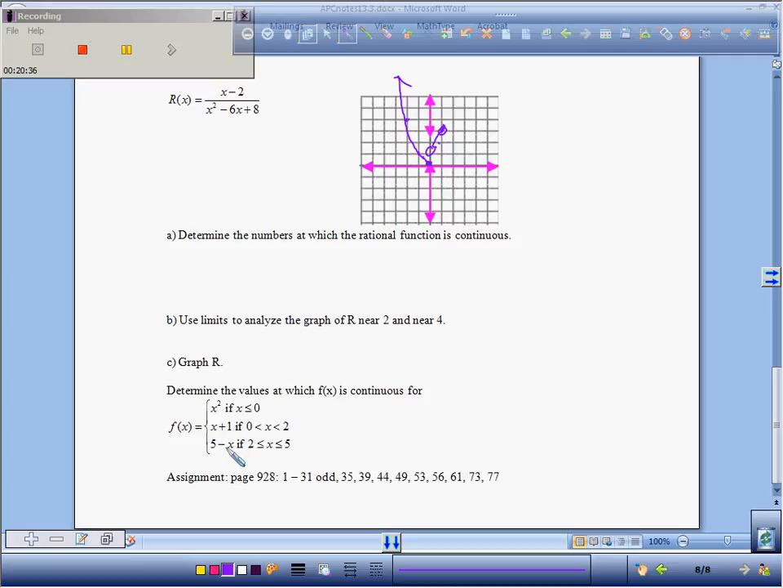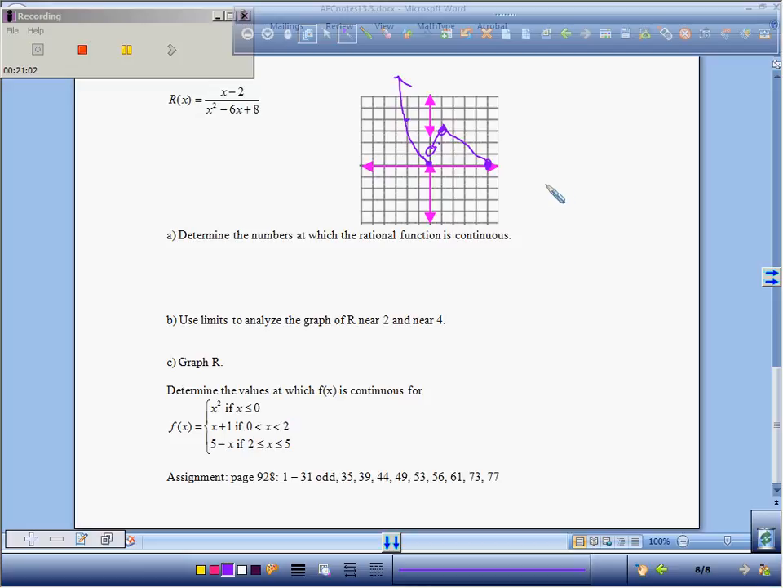And which way does this graph go? 5 minus x. Downhill with a slope of -1 until I get to 5 comma what? 5 minus 5 is 0, until I get to 1, 2, 3, 4, 5, 0. And that's a closed circle as well. So after that point, it goes like this, okay?